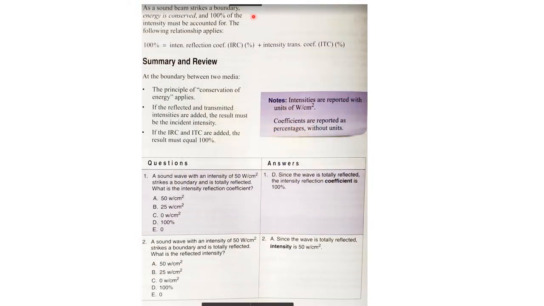As a sound beam strikes a boundary, energy is conserved and 100% of the intensity must be accounted for. Again, 100% is the sum of the intensity reflection coefficient and the intensity transmission coefficient. At the boundary between media, then, we have conservation of energy. If you add these two, you get the incident intensity, and they equal 100%, and they're again reported in watts per square meter. So here's a couple of questions then.